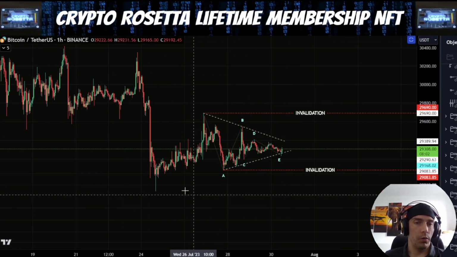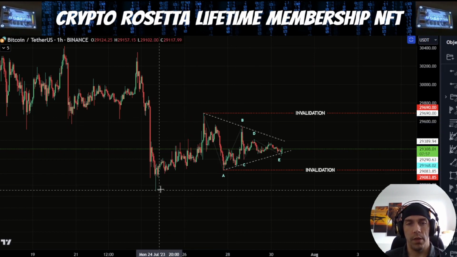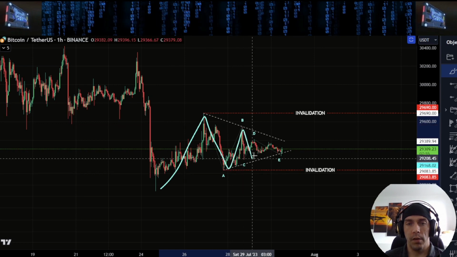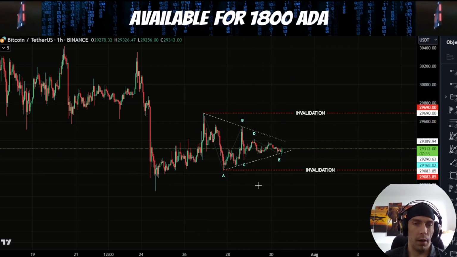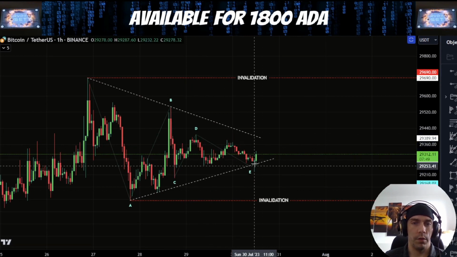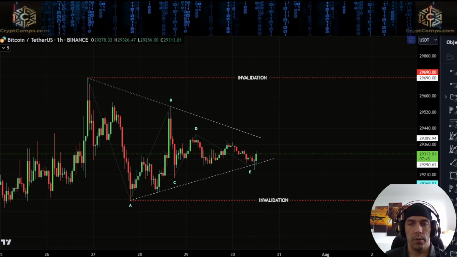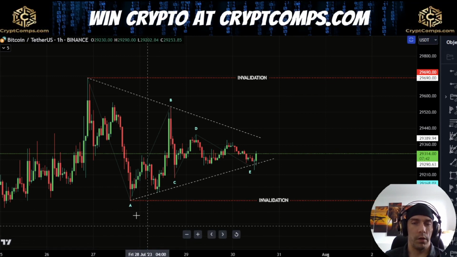Now, within the idea we were talking about yesterday, we're saying we could have something like a triangle here. So there is a possibility that this is A, this is B as a triangle, and then we look for a push to the upside. Now, what we were saying is we needed another 3-wave move to the downside for an E wave. This has technically happened here. We haven't invalidated by crossing this 29,083.